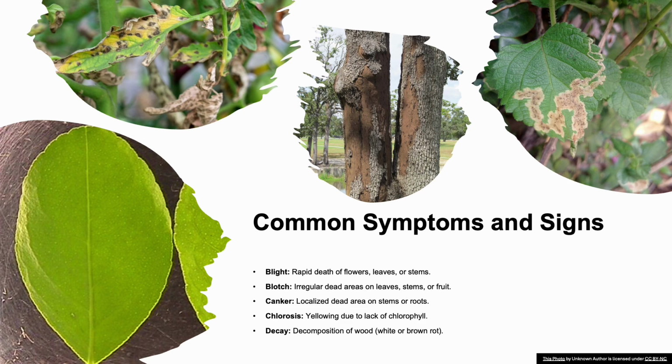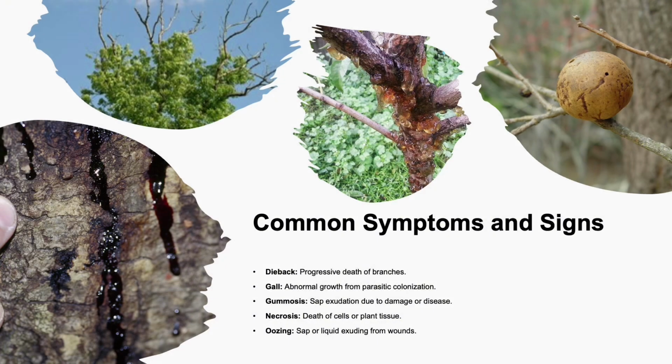First, we have blight, which is defined as rapid death of flowers, leaves, or stems. Blotch, which is irregular dead areas on plant tissues. Canker is localized dead areas on stems or roots. Chlorosis is yellowing due to the lack of chlorophyll. Decay is wood decomposition from fungal activity. Dieback is progressive death of the branches. Gall is abnormal growth due to parasitic activity. Gummosis is sap exudation from disease or injury.